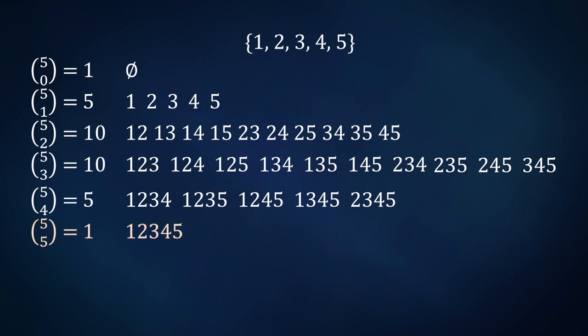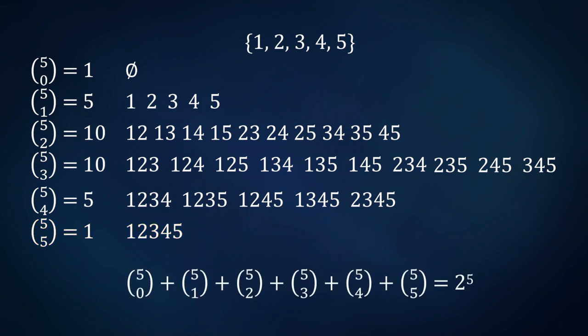Altogether, the number of subsets is 5 choose 0 plus 5 choose 1, all the way up to 5 choose 5. But why should that equal 2 to the 5th power? Well, another way to answer that same question is to decide for each element whether to put the element in the subset or not. For instance, if we look at the elements 1, 2, 3, 4, 5 and decide yes, yes, no, no, yes, then that gives us the subset 1, 2, 5.